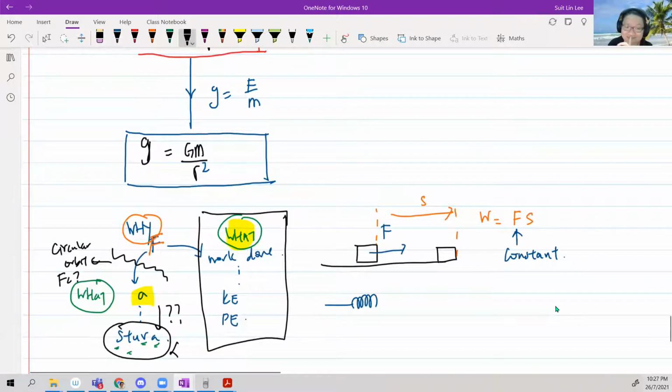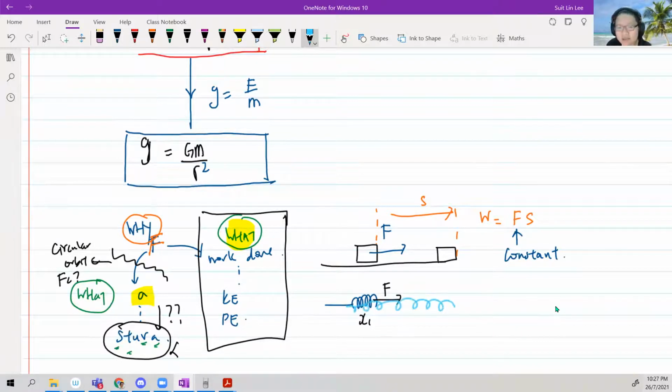Spring. Let's say you extend a spring from here, let's say x1, and you pull the spring until it is a new extension x2. Do you think this is F? This is not going to be F anymore, it's going to be a bigger F. If let's say x2 is 2x1, this is going to be 2F. Because you stretch the spring. The more you stretch, the more force you need.